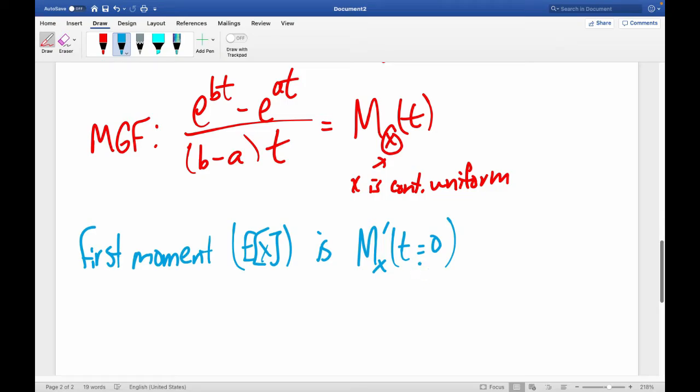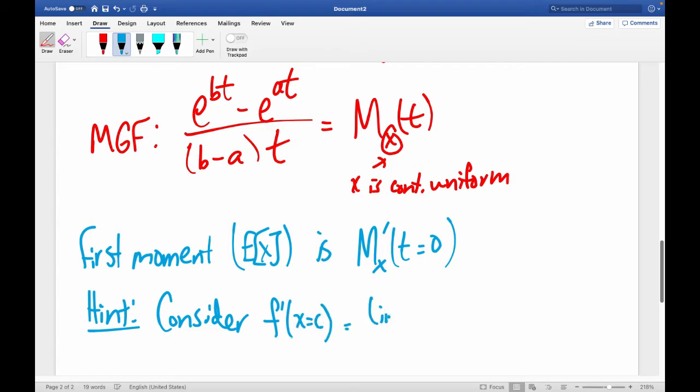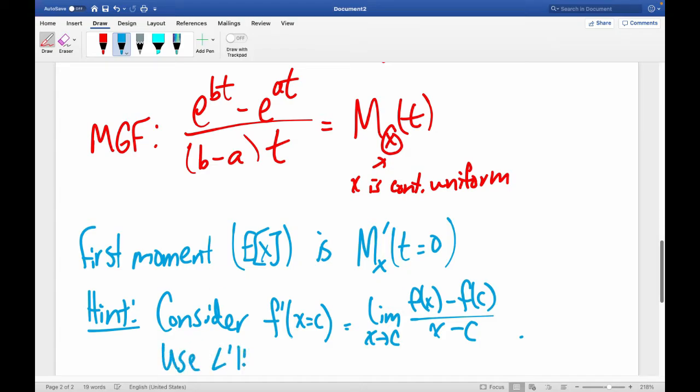My hint, because I want you to try this on your own: consider the definition of the derivative. f prime at c is the limit as x approaches c of f of x minus f of c, all over x minus c. I recommend using that. Since we're dealing with a limit, we can deal with any zeros in the denominator because we can factor that out, or we can use L'Hopital's rule. So that's hint number 2: use L'Hopital.